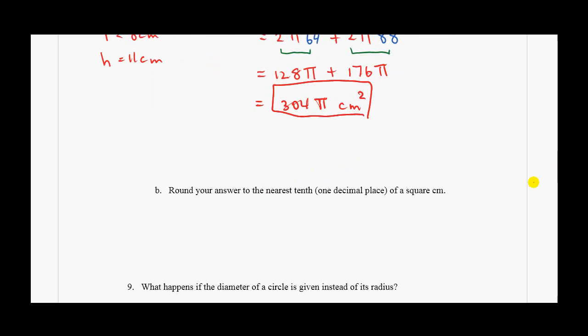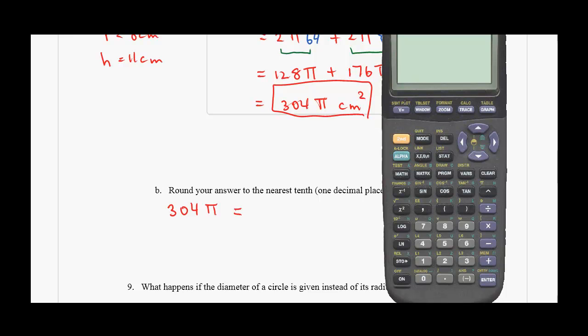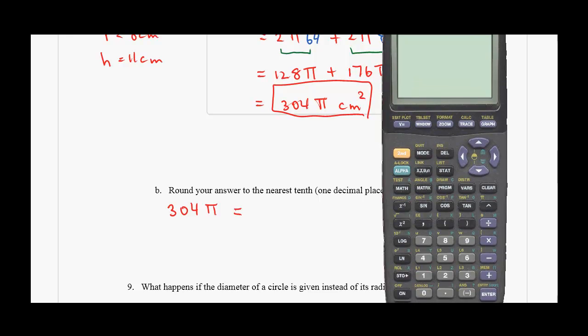You could also be prompted to round your answer to the nearest tenth. We would multiply 304 times pi. We can use our scientific calculator. I have a program that allows me to use a graphing calculator, which has these scientific calculator capabilities. You do not, however, need a graphing calculator.